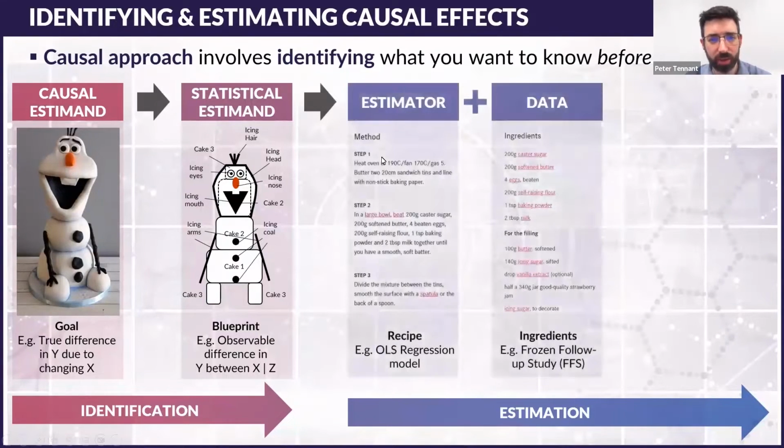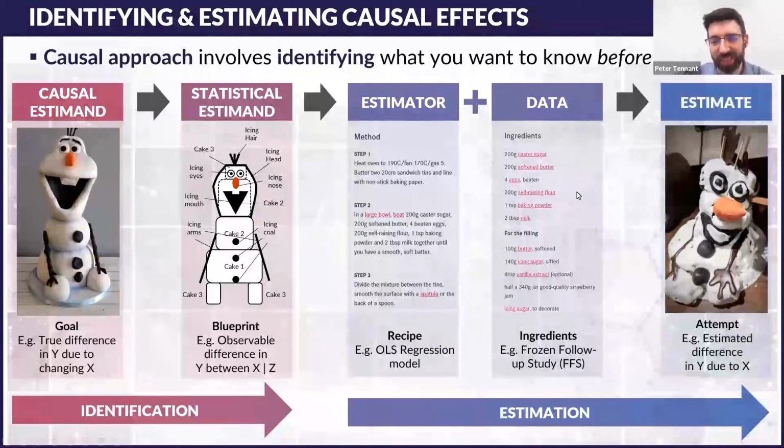From that, we are then able to construct an estimator, which you might think of as our recipe, and apply that to data, which you might think of as our ingredients. And together, those two things, ta-da, then produce your estimate, which is your best attempt to try and produce the thing that you set out to make to begin with.